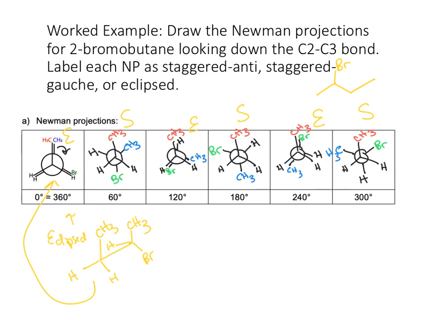So you may now be wondering, well, what's bigger, the methyl or the bromine? Because that makes a difference. Well, the size of the methyl group is going to be bigger than the size of the bromine group. So the anti will be the one in which the methyl groups are 180 degrees apart, which will be this conformer. And then these would be the gauche.